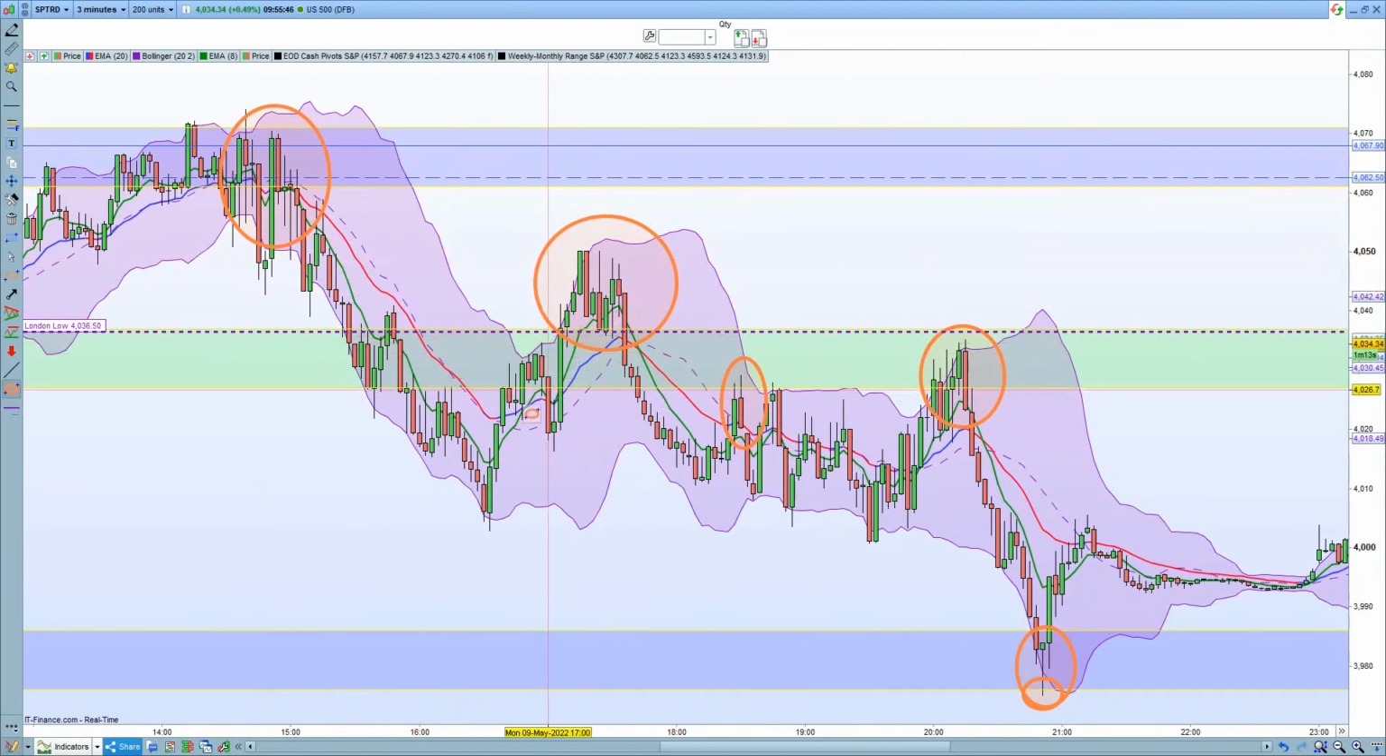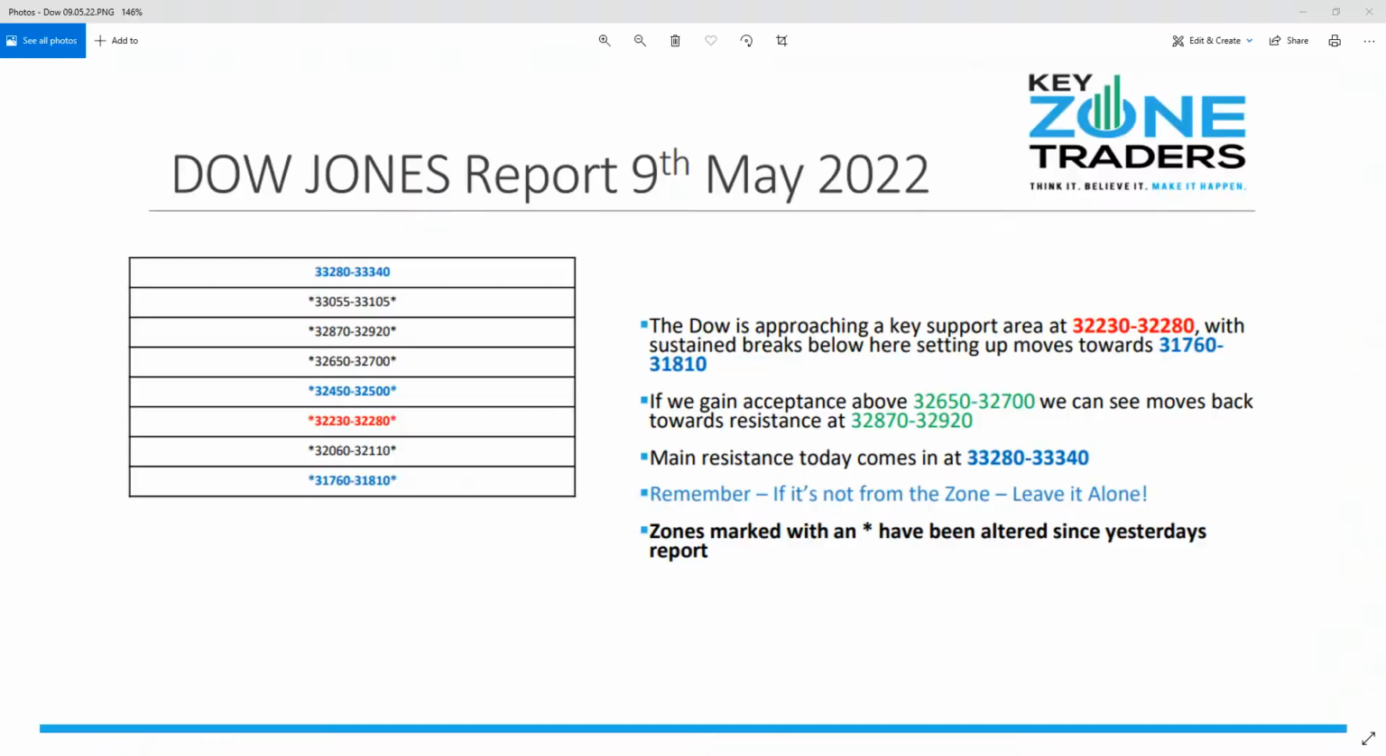We did probably have one losing trade in here where we got a bit of chop around that 4027 to 4037 zone, but as soon as we got that momentum down below that zone, we then went and saw that 3976 to 3986 zone that we mentioned in the report. So now let's go and have a look at the Dow.